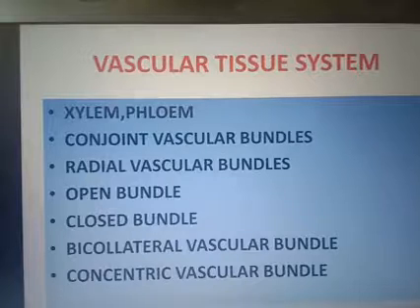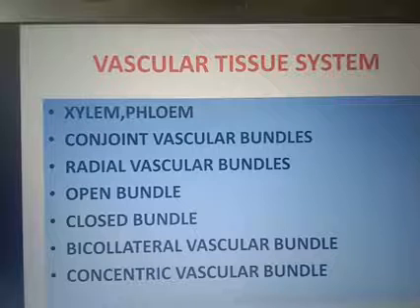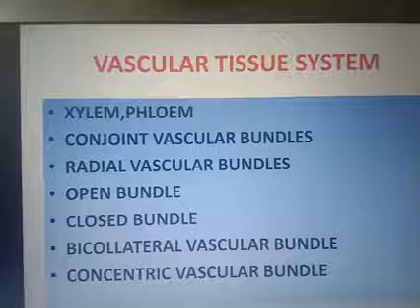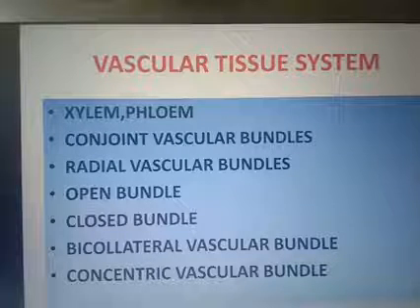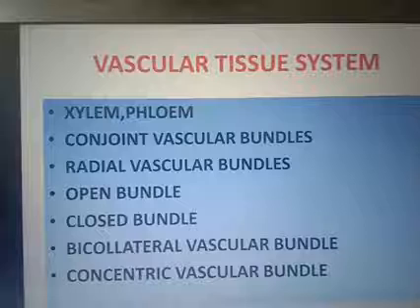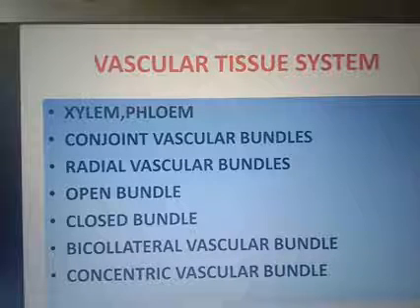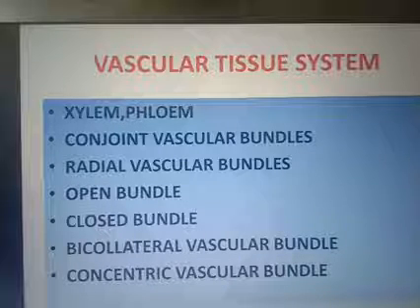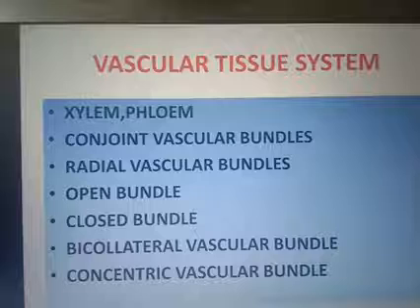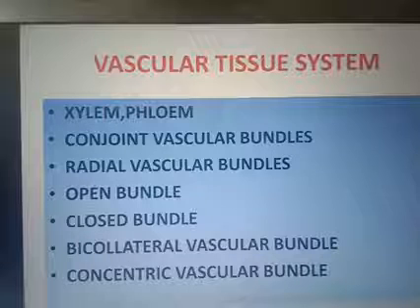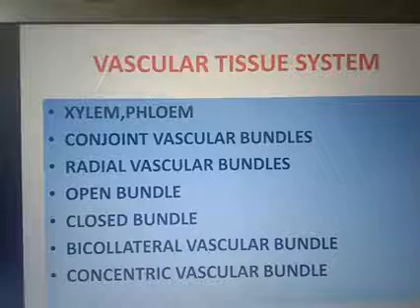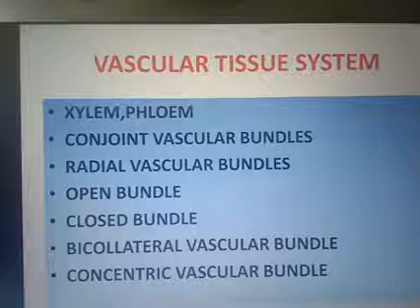The next is the vascular tissue system, or conducting system. It consists of xylem and phloem, the main complex tissues. Xylem conducts water and minerals, and phloem conducts food. These are the main conducting tissues we have studied.